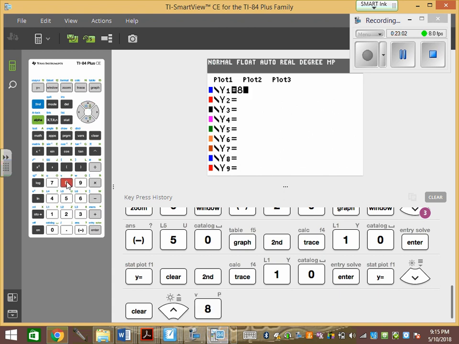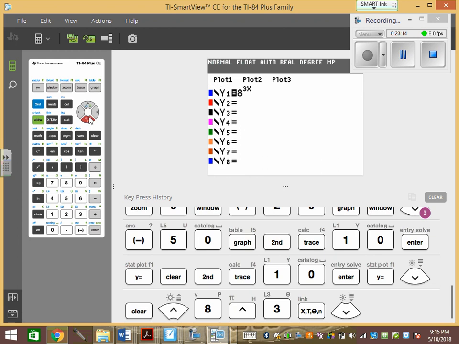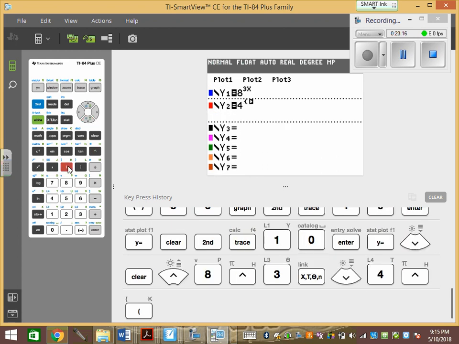So it's 8 to the exponent 3x. And remember, if your exponent doesn't pop up on your calculator, if you have a TI-83 or a TI-84 that doesn't pop up and just gives that little hat symbol, you have to put your exponent in brackets. And then you have 4 to the exponent 1 minus x. I put in brackets because I felt like it. I didn't have to because my exponent popped up.